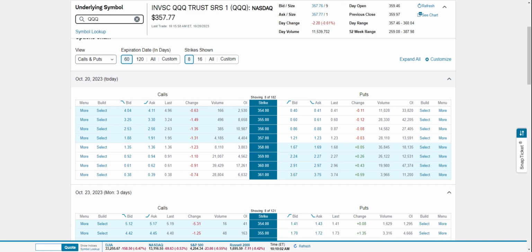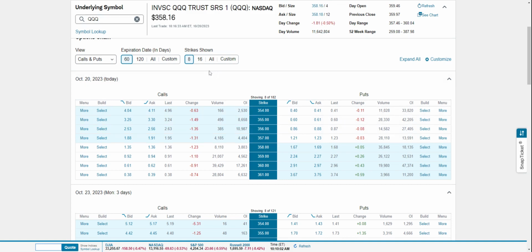So if it's blue on the call side, then it's in the money. What does in the money mean? It means that the underlying stock, which is the QQQs, is at, let's call it 358, because it's obviously changing constantly. That means that this price is above 357, 356, 355, etc.